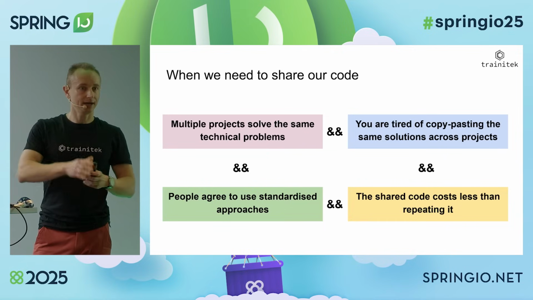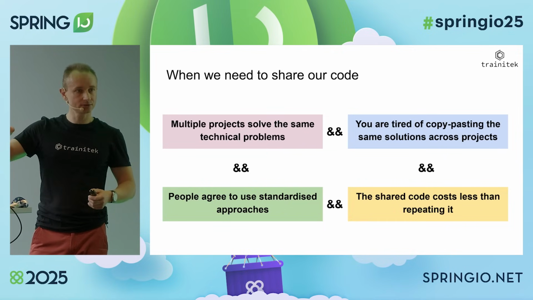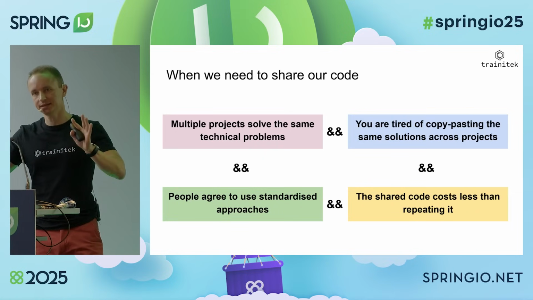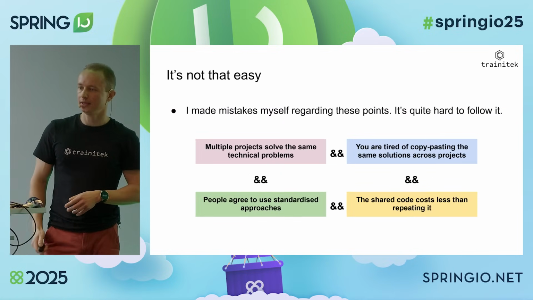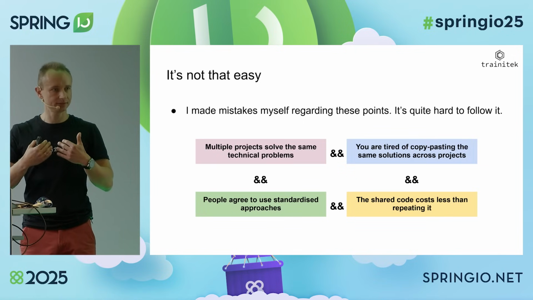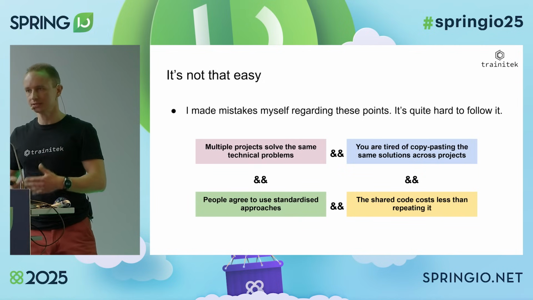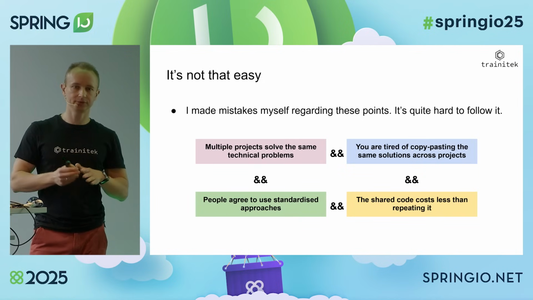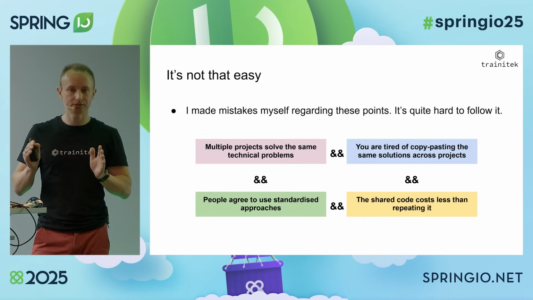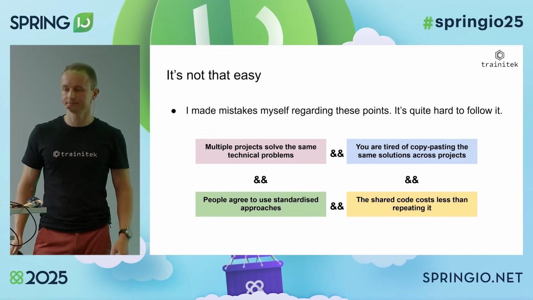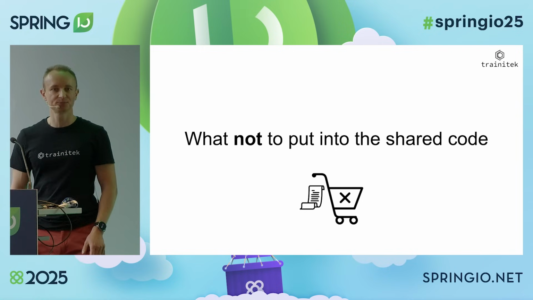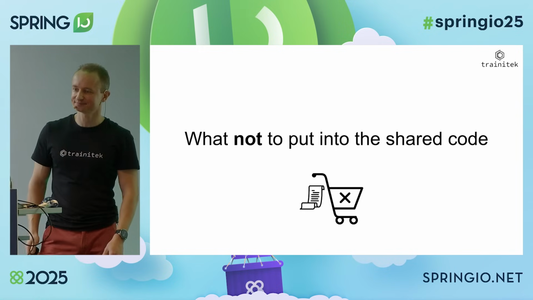So I think if you have all 4 of those, then you're good to go. If you have only 3, 2, or 1, you should think about it. I made some mistakes myself, and when you don't have any of those four, it can be harder.